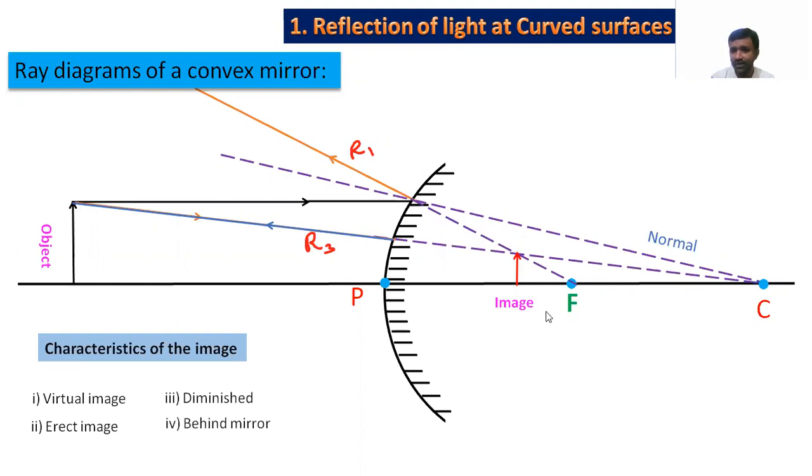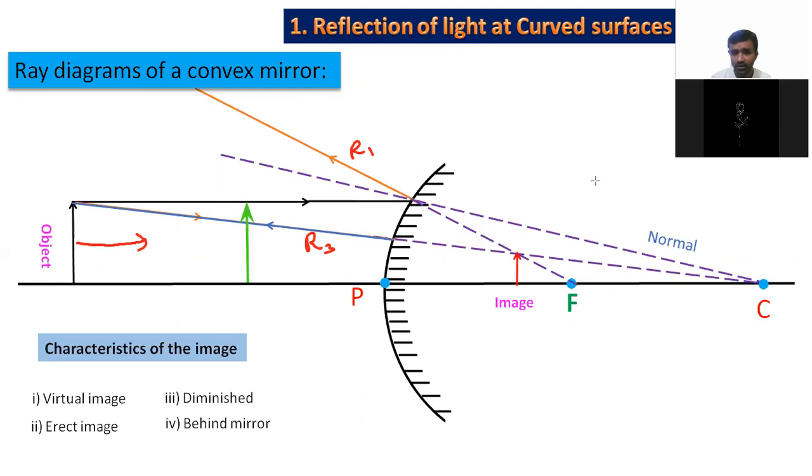So here, if I change the position of the object, moving it somewhat closer to the mirror surface, then what happens if I move the object close to the mirror or away from the mirror? Can anybody predict the characteristics of the image? Anyone from you? Anybody? Can anybody speak out?